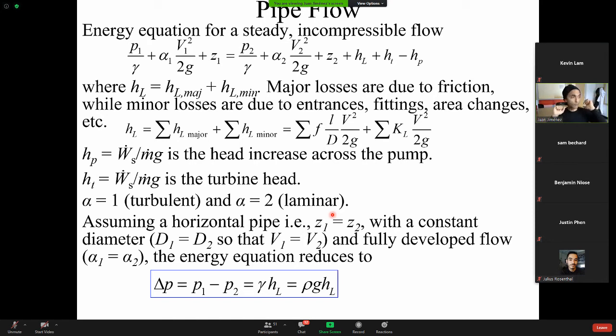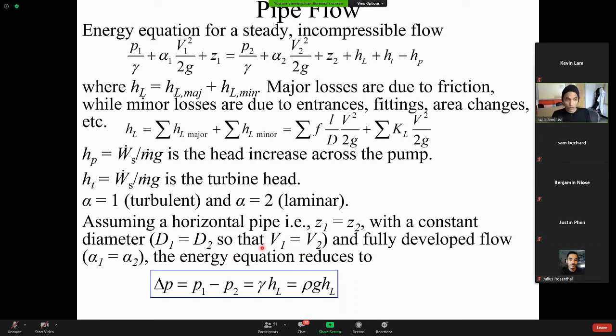So we have that your velocity is going to be equal if the area is not changing. Your alphas are not going to be changing, because what we said with pipe flow, once it's fully developed, it's not going to change. It's not going to become laminar or turbulent. It won't. Once it's there, unless you change something in your system.